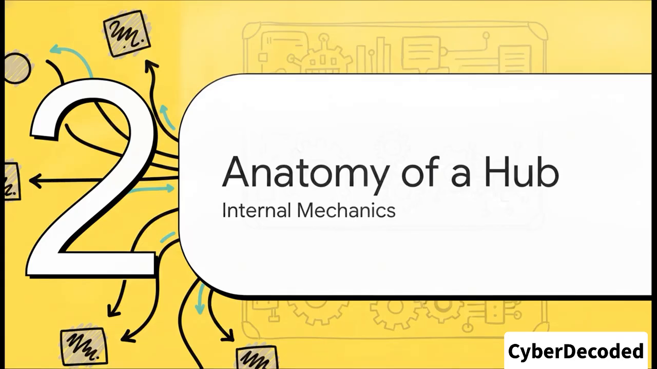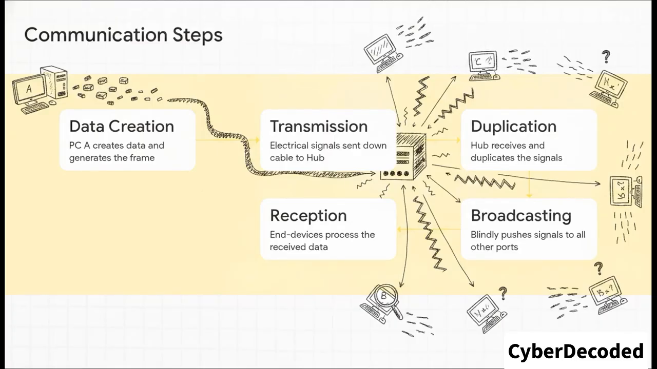Section 2. Anatomy of a hub. The internal mechanics. Let's actually crack the hub open and look at the step-by-step communication process. Imagine PC A wants to send data to PC B. Step 1, PC A generates the frame. Step 2, it sends those electrical signals down the cable. Now pay super close attention to steps 3 and 4. The hub does not read the frame. It just receives the electrical signal, duplicates the voltage, and then blindly broadcasts it out of every single connected port, well, except the one it came from. Finally, in step 5, every single end device receives that data, and the computers themselves have to do the work to figure out if that data was actually meant for them.